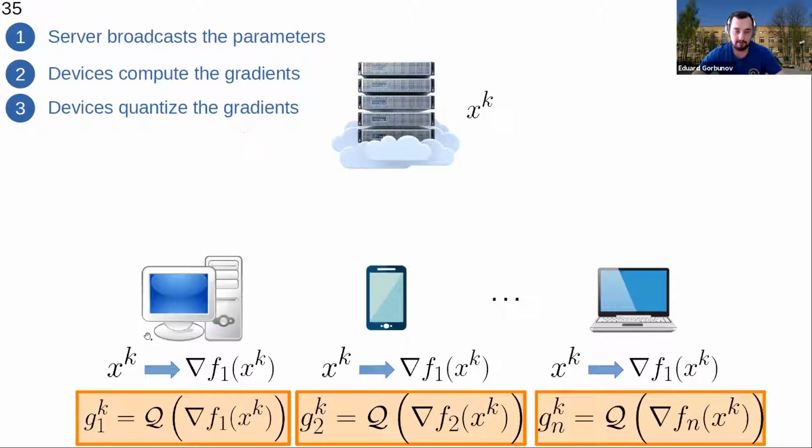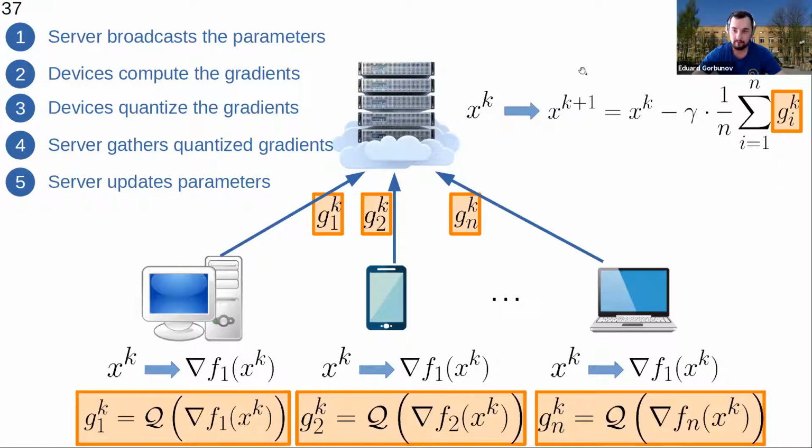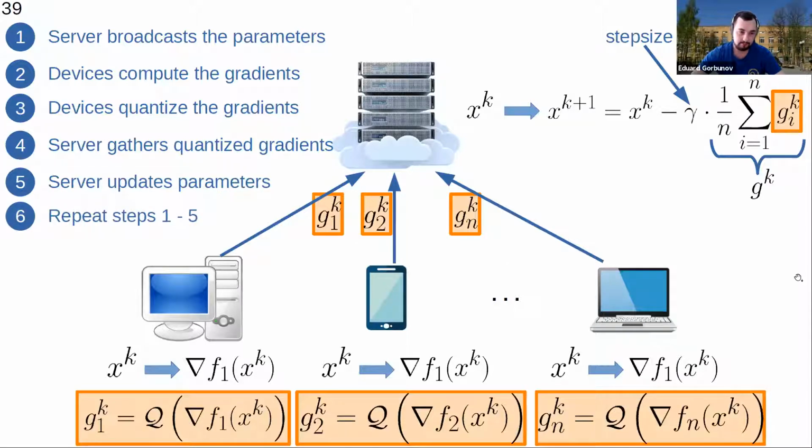So after that, devices quantize the gradients. They apply some unbiased compression to the gradients and send the resulting vectors to the server, and the server performs the update using this formula. It can be seen as an SGD update if we define gk as the average of these vectors g_i^k. And after that, steps 1 to 5 are repeated.